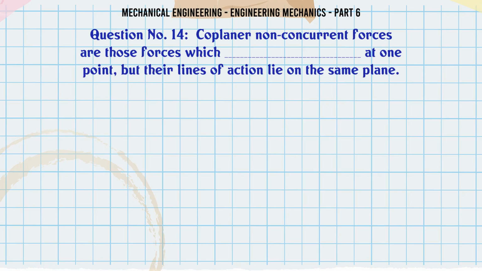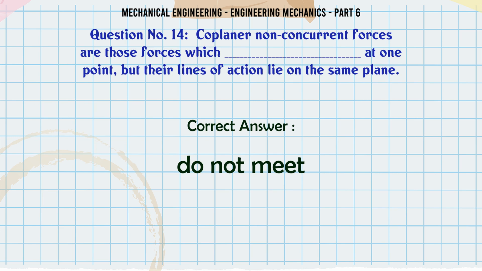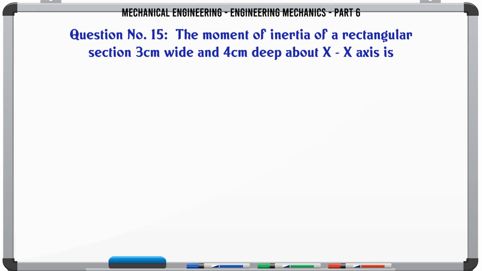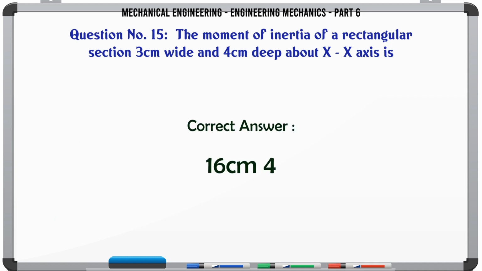Coplanar non-concurrent forces are those forces which do not meet at one point but their lines of action lie on the same plane. A) meet, B) do not meet. The correct answer is do not meet. The moment of inertia of a rectangular section 3 cm wide and 4 cm deep about x-axis is: A) 9 cm⁴, B) 12 cm⁴, C) 16 cm⁴, D) 20 cm⁴. The correct answer is 16 cm⁴.